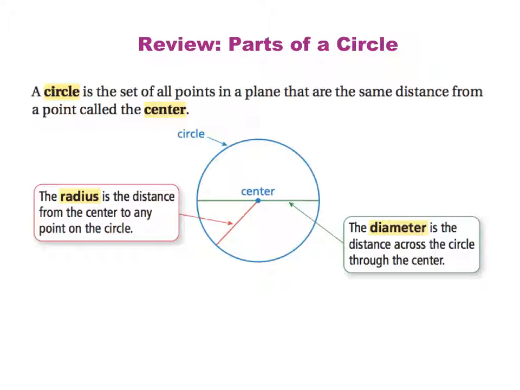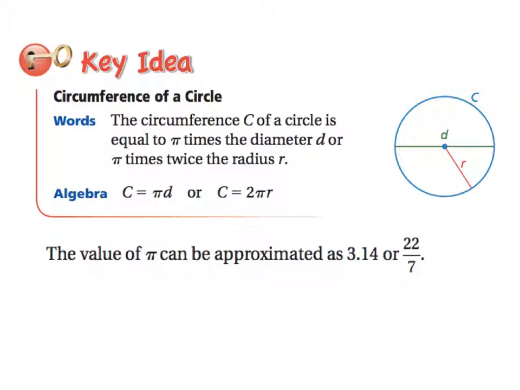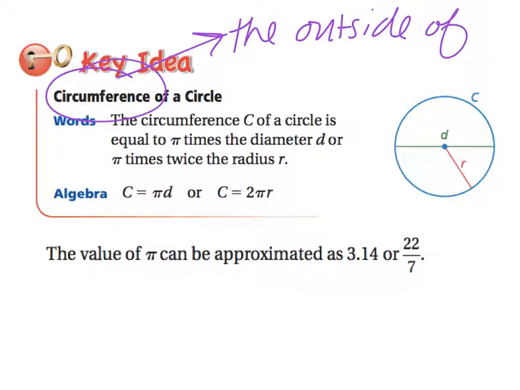So just looking at a vocab again, a circle. And in our circle, we have our center point. We have the radius and the diameter. These are all words we learned yesterday, so you should feel confident on this vocabulary. And what we're going to look at today is the circumference. And if you notice, circumference is the outside of a circle. It's how far around the outside it is.